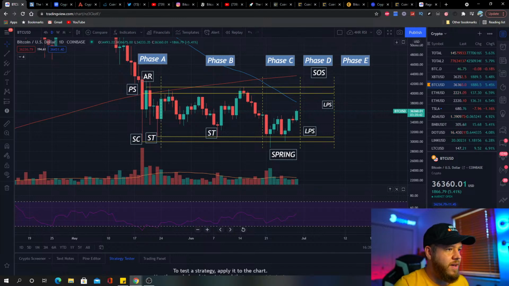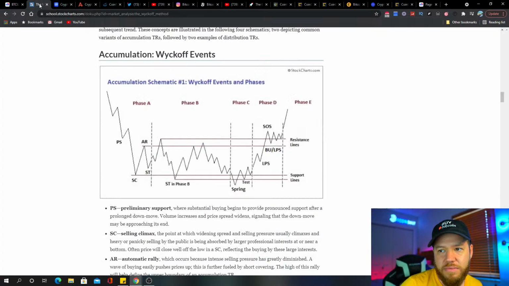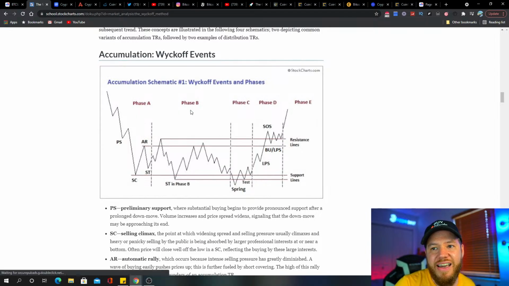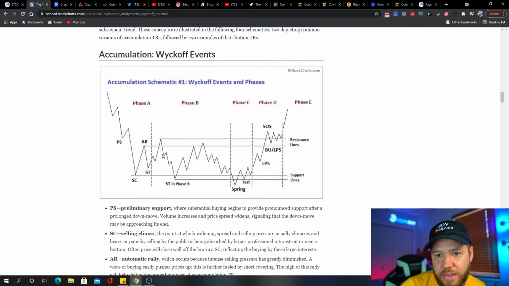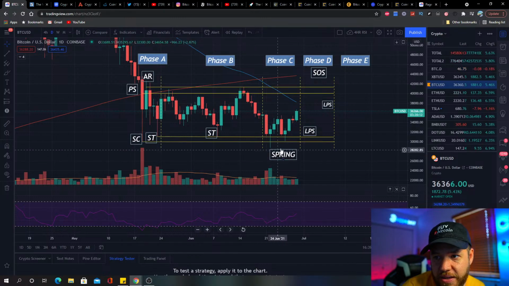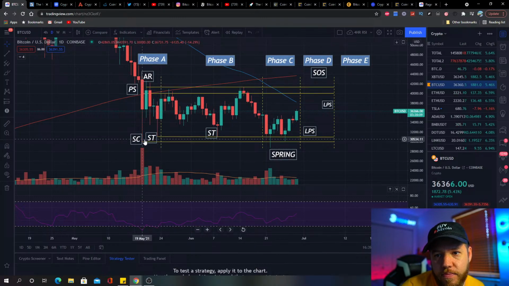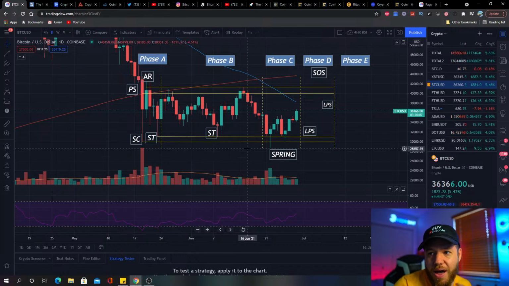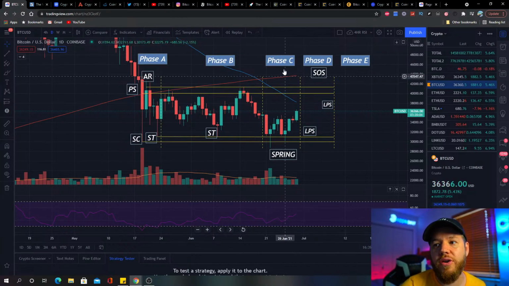Miller time, what's going on, man? He says you don't think we're ending phase B going into C. I don't think so, because remember the spring is in phase C. The spring is not in phase B. You see here that the selling climax, the spring is the lowest part in the range. And if we look back at the chart, we will see that the spring is the lowest part here. So that's why I'm thinking that we're currently in phase C.